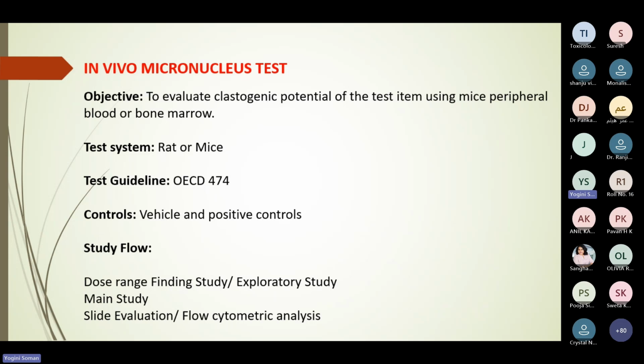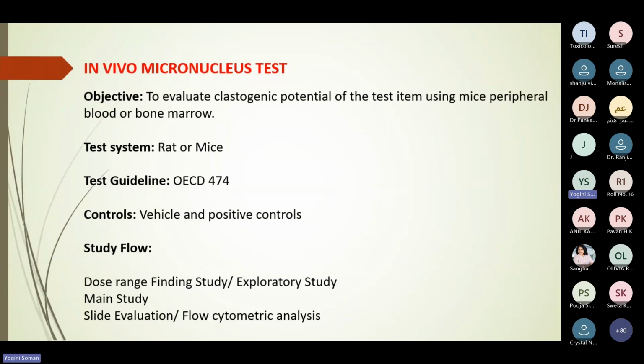Then based on the cytotoxicity, or a reduction in PCEs over total erythrocytes, if the reduction is less than 50%, you can select that concentration for the main study. And for the main study, you should include a vehicle control and the concentrations, with maybe five animals, three to five animals.